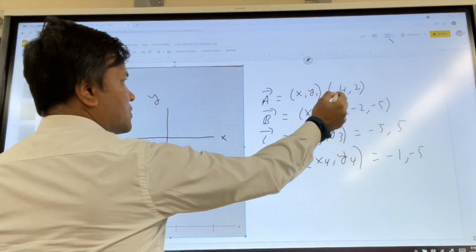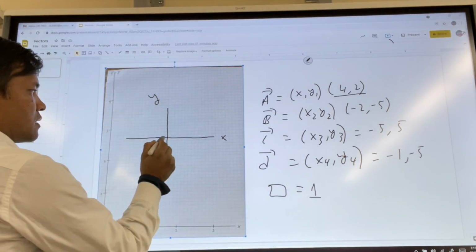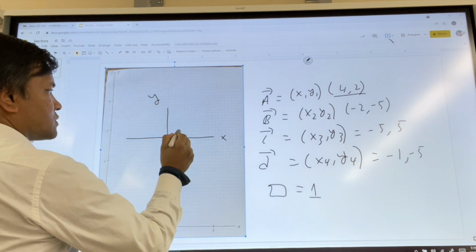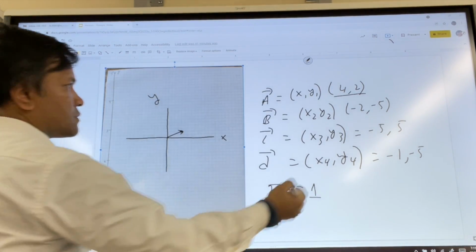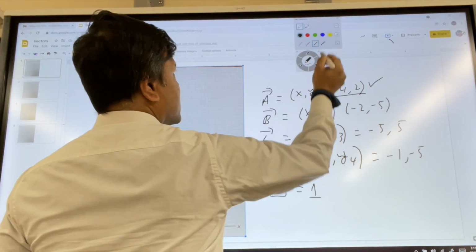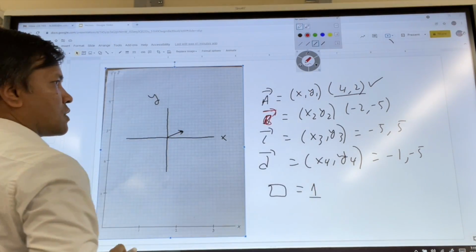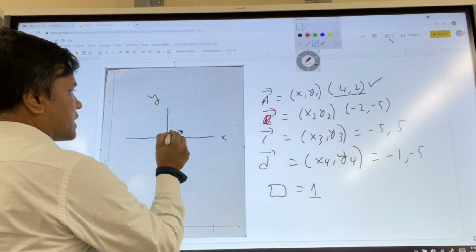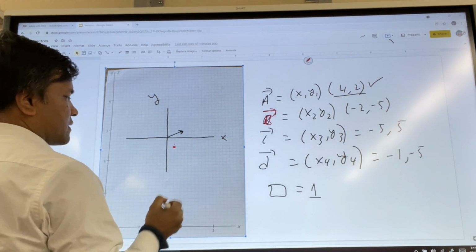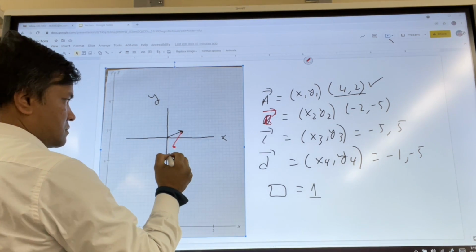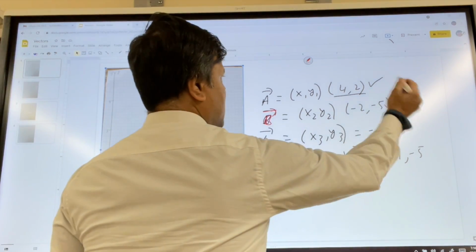So let's draw the first one, 4 comma 2. Increment by 1, 1 2 3 4, 1 2. So 4 comma 2, make sure you put the arrow. So 4 comma 2, you're done. So let's make this one a different color. Vector b, negative 2 comma negative 5. So negative 2, 1 2 3 4 5. So this is negative 2 comma negative 5. You're done.